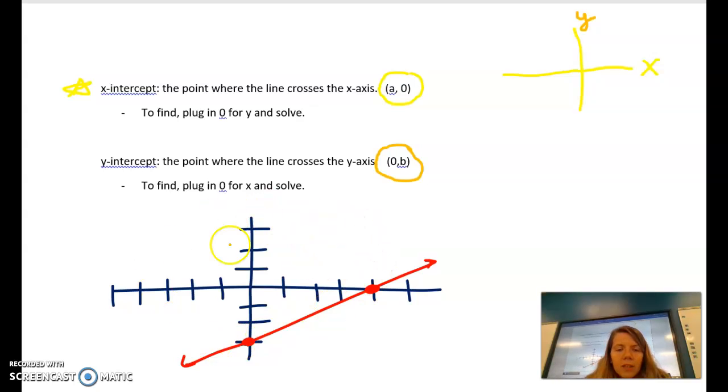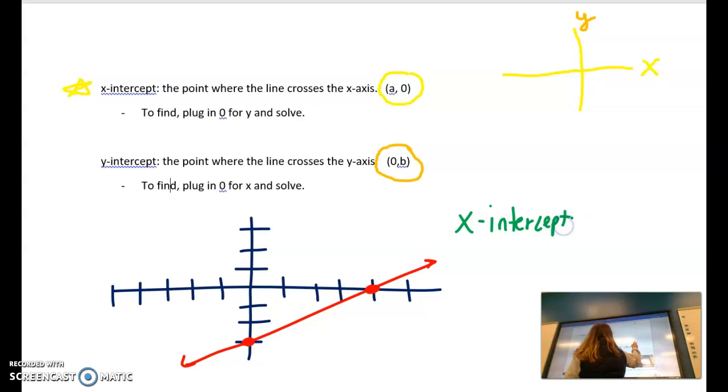So if we take a look at the example of the line drawn here, we need to find both the x-intercept and the y-intercept. So let's go ahead and do so. So the x-intercept is going to be this point here, 1, 2, 3, 4. This is considered your x-intercept. So to write it, my x value is 4, therefore my y value is 0.